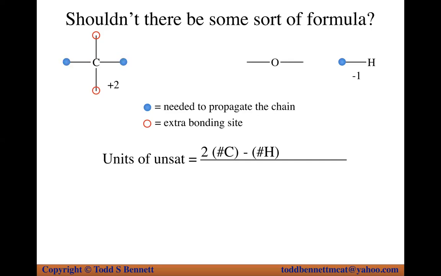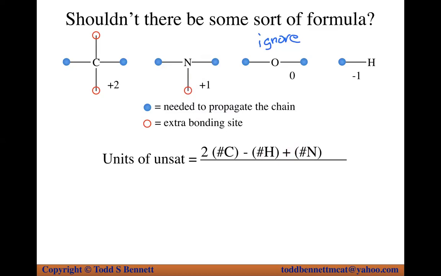Oxygen, the reason we could ignore it in that alcohol earlier is it makes two bonds. It does exactly what it's supposed to do. So we just ignore it. So for oxygen, when it comes to unsaturation, we're going to ignore it. Nitrogen makes 3 bonds, so it makes the 2 that you need to keep going, but plus 1 extra. So every nitrogen is plus 1.